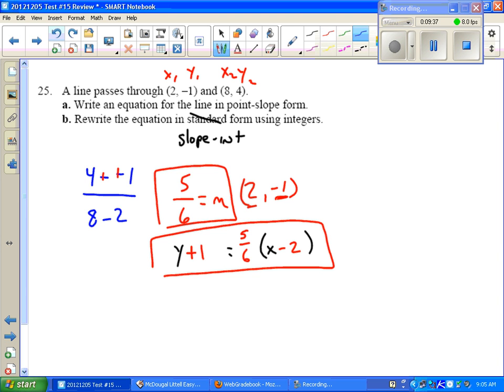If we're going to rewrite it in slope intercept form, we're going to need to distribute that and create 5/6 x.